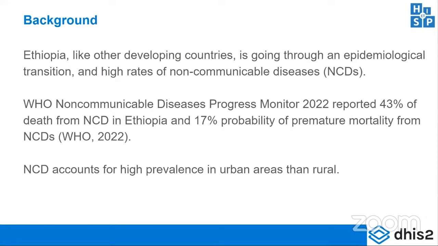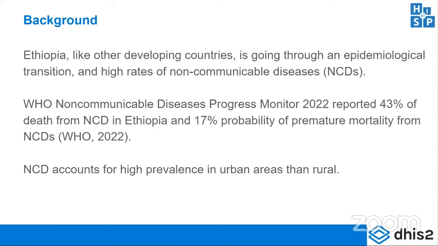Ethiopia, like any other developing country, is going through this transition Brian talked about. This is demonstrated in the high number of noncommunicable diseases and the attention they are getting nowadays. WHO's NCD Progress Monitor 2022 reported that 43% of deaths in Ethiopia come from NCDs, and 70% of the probability of premature mortality comes from NCDs again. There are other studies showing that more and more deaths are coming from NCDs than from communicable diseases.